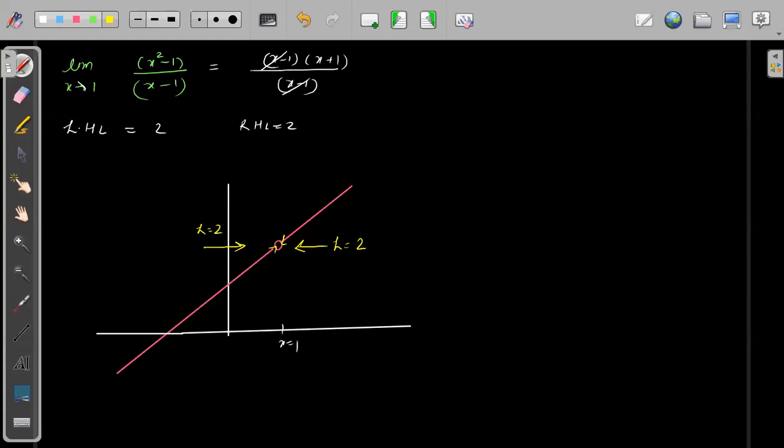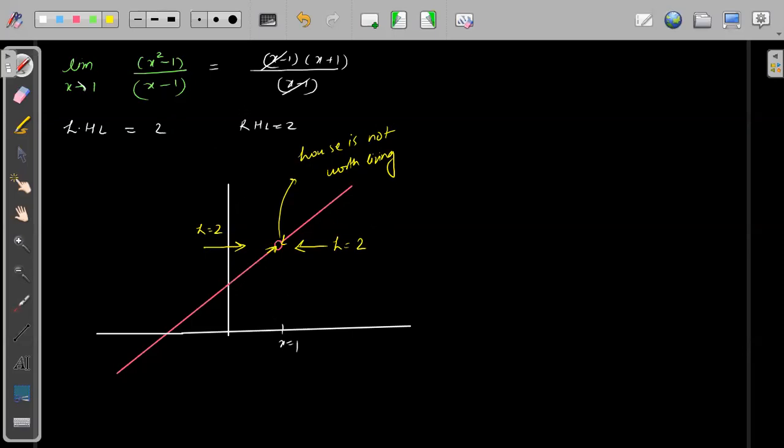Understood? Left hand side is okay, right hand side is okay, neighborhood is okay, but now the house is not good. The house is not worth living. So we'll say this is discontinuous.